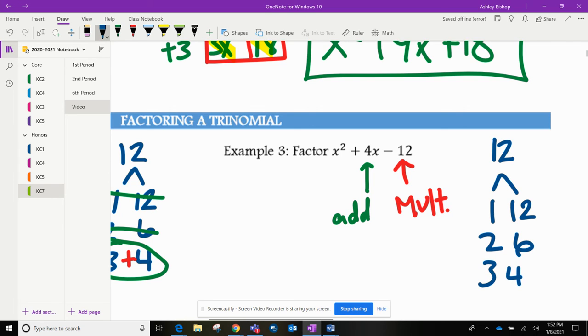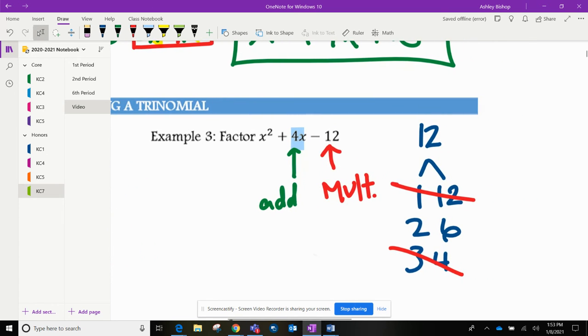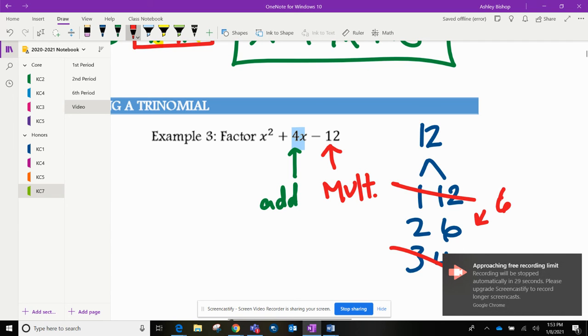And now I want to see how I can manipulate them. Which set of numbers can I manipulate so that I can get 4? 1 and 12, there's nothing I can do to get 4. 2 and 6, there is a way I can get 4 with those, but let's think, and then 3 and 4, there's no way I can get 4. But you're probably thinking in your head, I can take 2 and 6 and get 4. Well, what if I take a positive 6 and subtract 2? Let's just keep that in the back of our mind.